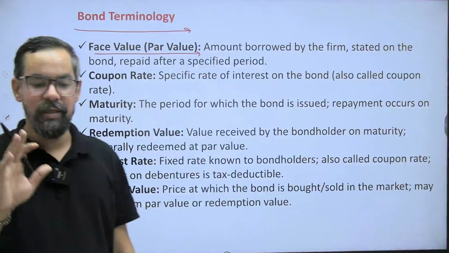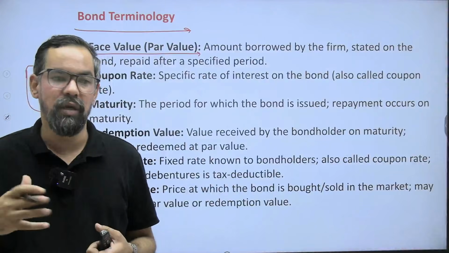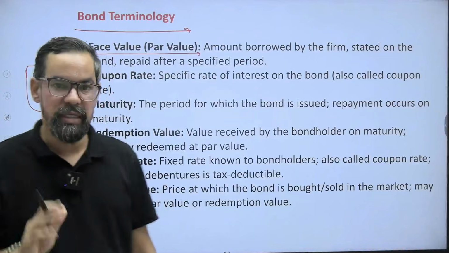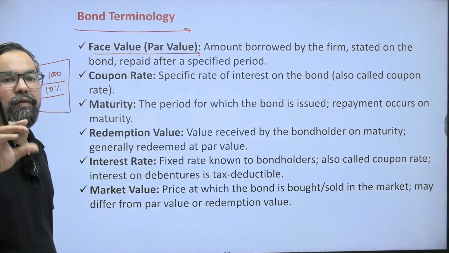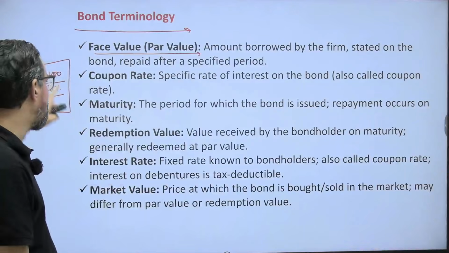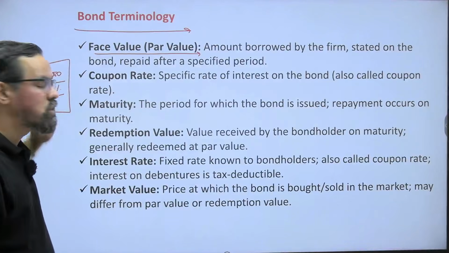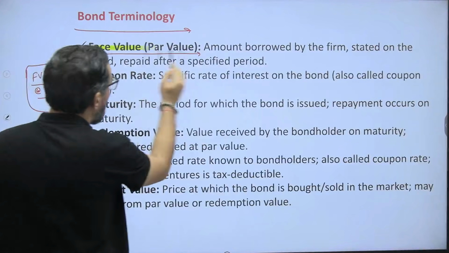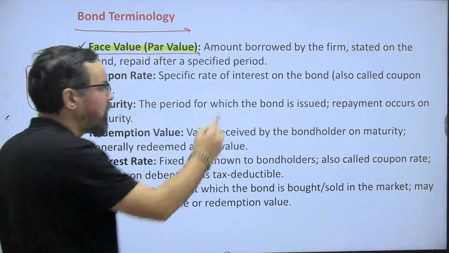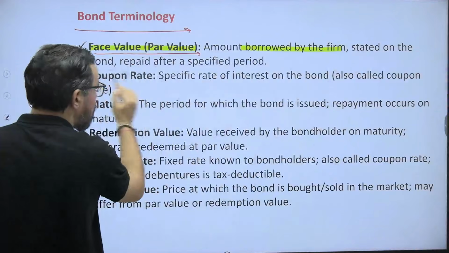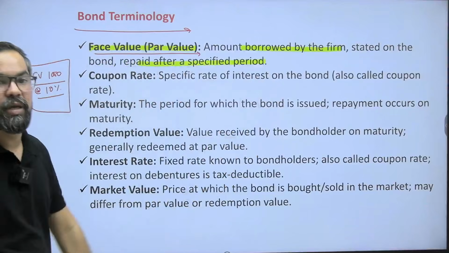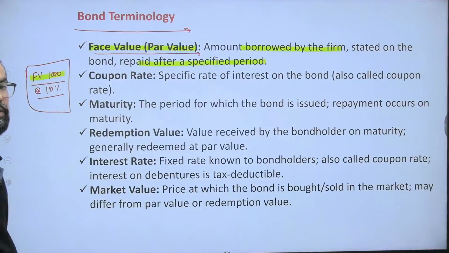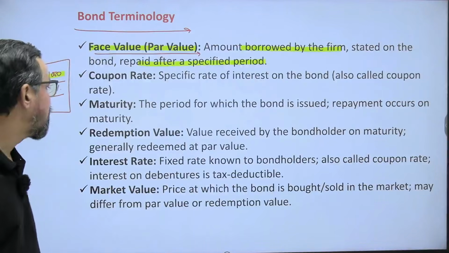It's like when we invest in an FD: you invest 5 lakh rupees at 7% per annum on a compounded basis. This is something like that. We have 1 unit, that 1 unit will cost you 1000, and on this 1000 we will pay you 10% return. So face value, also known as par value, is the amount borrowed by a firm, stated on the face of the bond, and repaid after a specified period, meaning the maturity period. Investors will get back this value of 1000 rupees at the time of maturity itself, right? The other one is coupon rate.